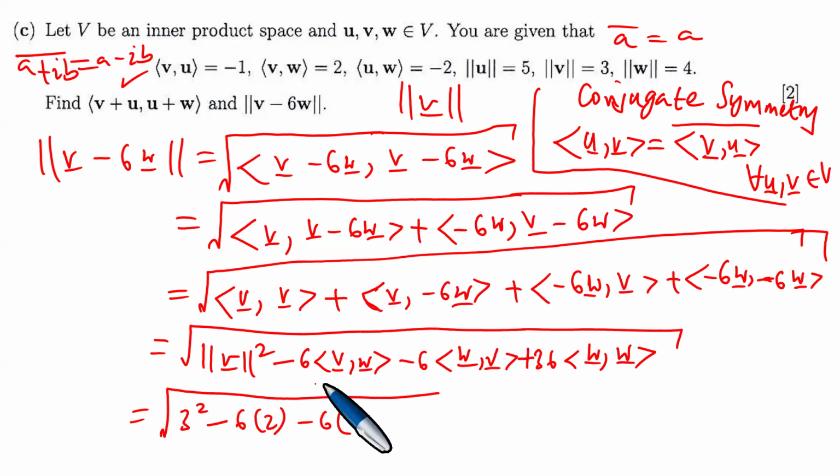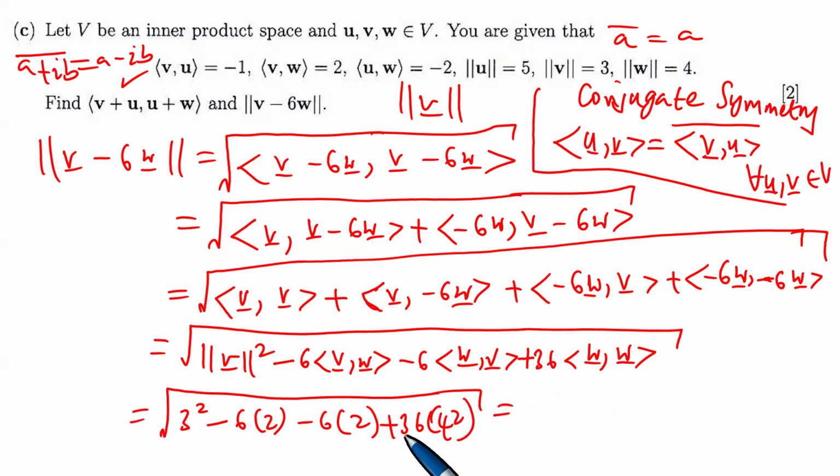So this is the same in the real vector space. So now you are dealing with WV being the same as VW, which is 2. Right, and then we have 36, and then the inner product of WW, which is the same as the length squared, which is 4 squared.